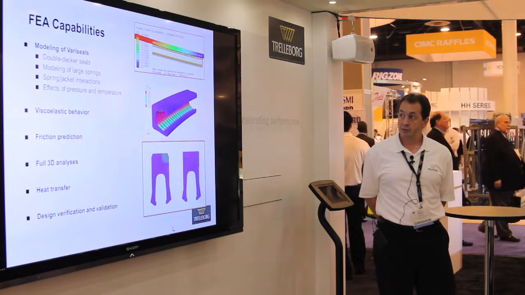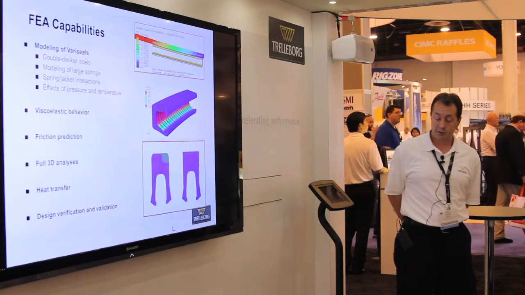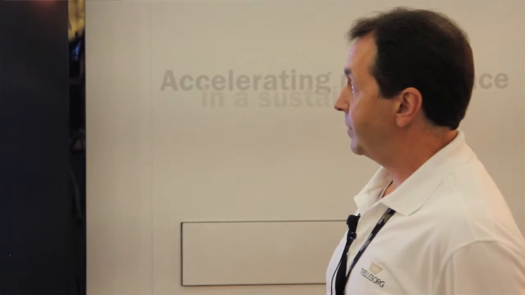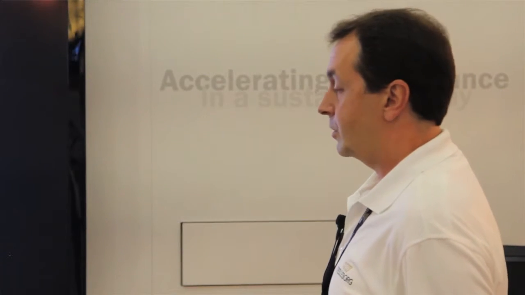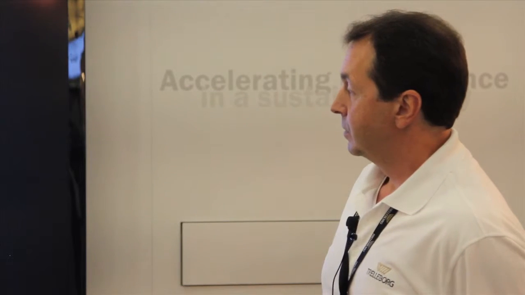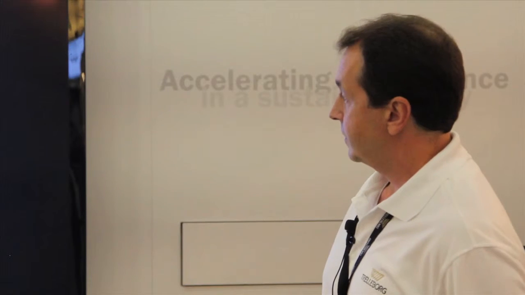Continuing on with our capabilities, a VariSeal, as I mentioned before, is a spring-energized U-cup PTFE seal. And we can model the double-decker type designs of these VariSeals and also the large springs, and analyze the interactions of the spring with the jacket when temperature and pressure is applied. We can analyze the viscoelastic behavior of the seal, which allows us to predict friction. We can do it in a full 3D analysis and visualize how the heat transfer is affecting the seal. And finally, it's used as a tool for design verification and validation.